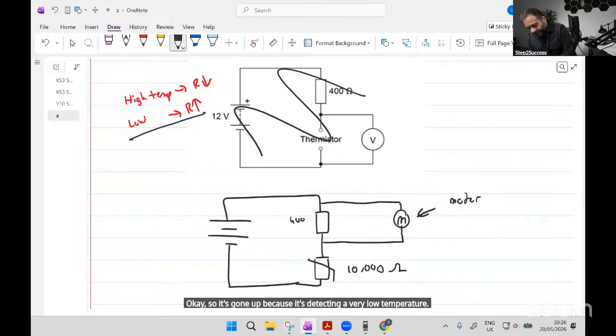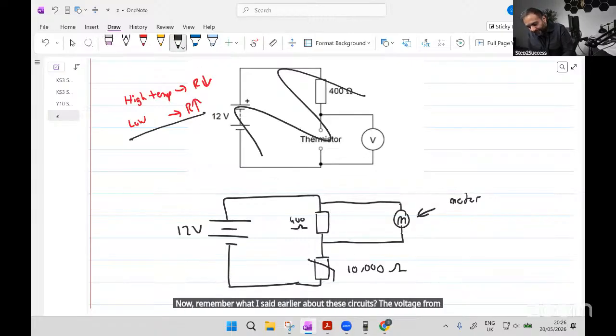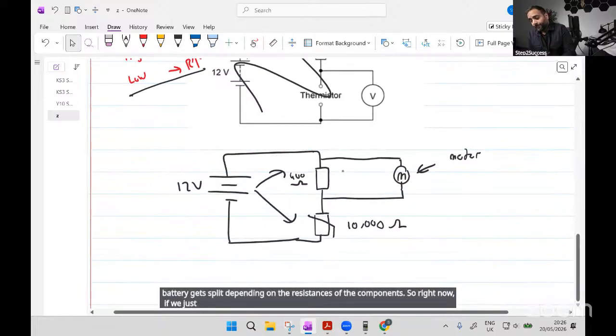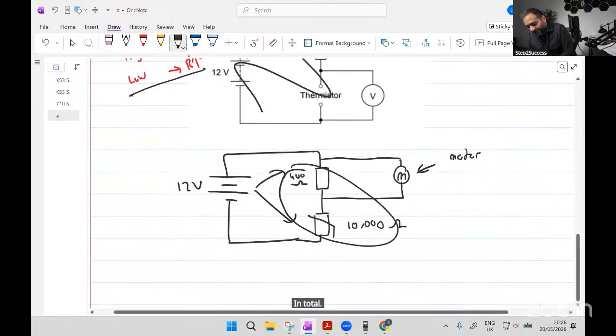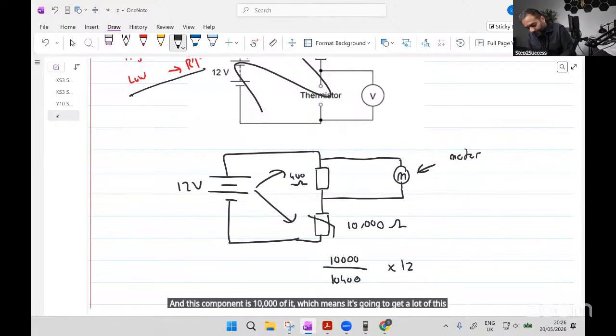Now, remember what I said earlier about these circuits? The voltage from the battery gets split depending on the resistances of the components. So right now, if we just do the maths here, in total, the resistance is 10,400. I just made it up that way. And this component is 10,000 of it, which means it's going to get a lot of this 12 volts. Let's work out exactly how much.